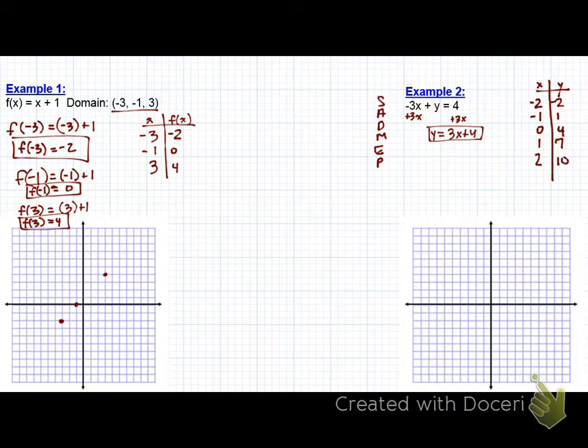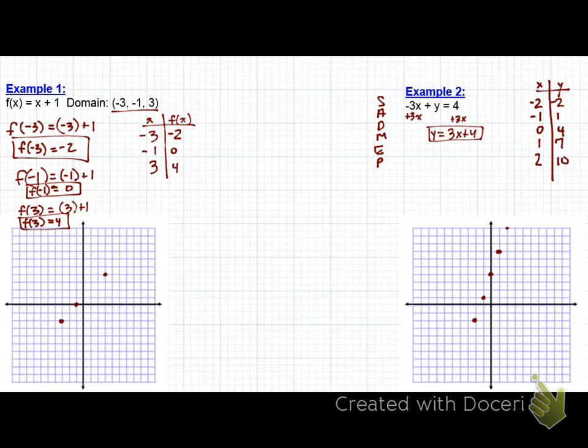Okay, so now I'm going to graph negative 2, 2. Plot my point. Negative 1, 1. Plot my point. Next one is 0, 4. Plot my point. Hey, look at that. It's starting to form a line. 1, 7. So I'm going to go over 1, up 1, 2, 3, 4, 5, 6, 7. Hey, look at that. That works too. And then 2, 10. Up 1, 2, 3, 4, 5, 6, 7, 8, 9, 10.